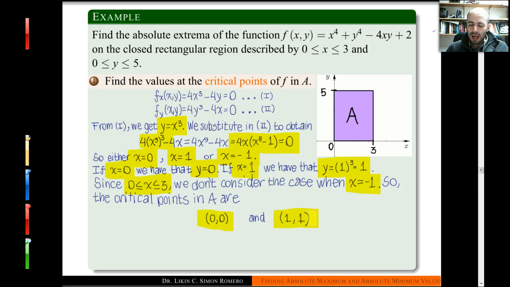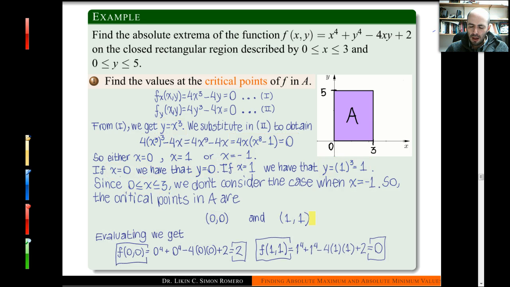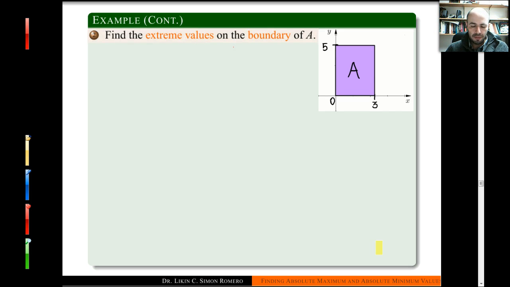Now we're going to take the values of the function at those points. We have that f(0, 0) is equal to 2 when we plug in, and f(1, 1) is equal to 0. So now we are done with step 1, that is finding the outputs, or in other words, the values of the function at our critical points. Now we're going to worry about the boundary.